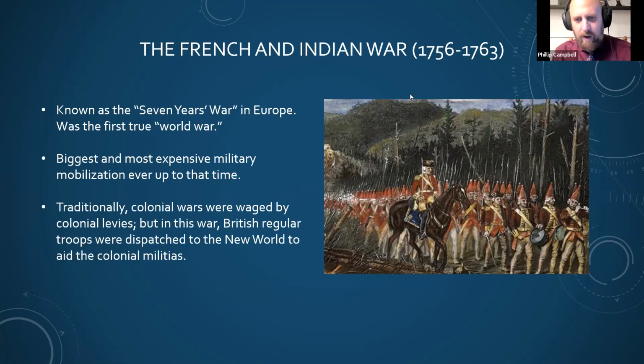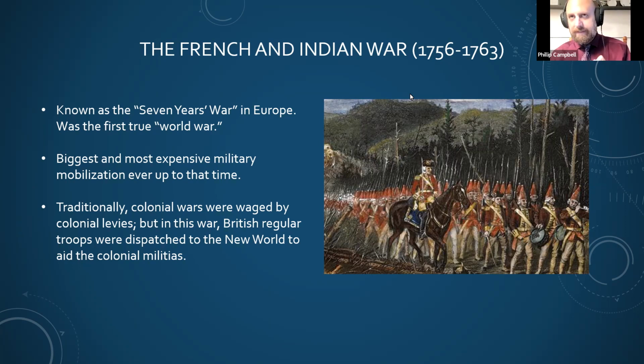Now, I mentioned much of this war was fought in North America, in Canada, and in what is now parts of the United States. Traditionally, wars in the colonies were waged by colonial militias. That is, the British did not actually send regulars over to the continent. It was just too far and too expensive. So colonial militias would handle the fighting here in the colonies. But because of the scope of this war, and everything that was at stake, British regular troops were dispatched to the New World to aid the colonial militias. So this was something very new.